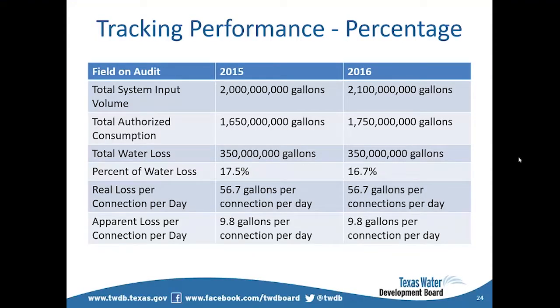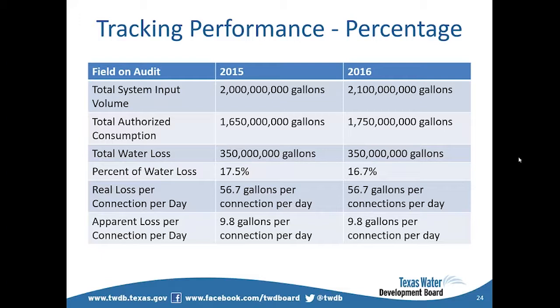So I mentioned the water loss performance indicators. I mentioned that we use the infrastructure leakage index, real loss per connection per day, and real loss per mile per day, but I did not mention percentage as a tracking tool. The reason I didn't mention it as a tracking tool, just that we provide it, is that we don't recommend it for tracking your water loss from year to year.